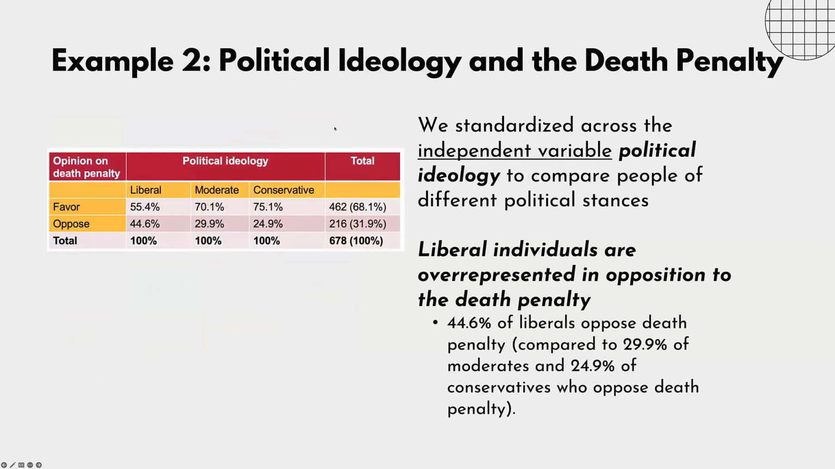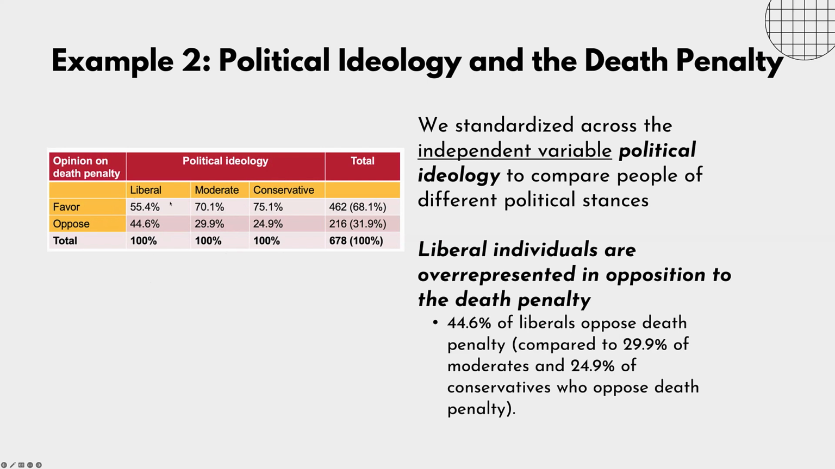And finally, we have this additional example. We can standardize across an independent variable of political ideology to compare people of different political stances. So we have this variable called opinion on death penalty. So do people favor or oppose the death penalty? And we see that we're standardizing across our columns because we have 100% here. 55% of liberals favor the death penalty, whereas 44.6% oppose.